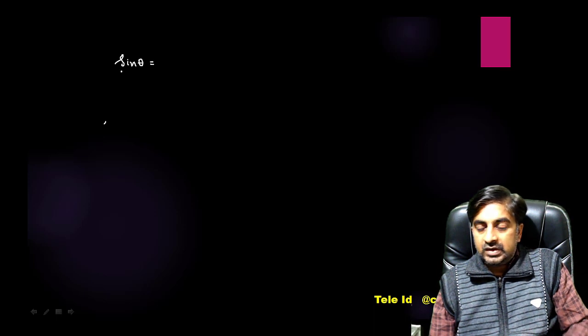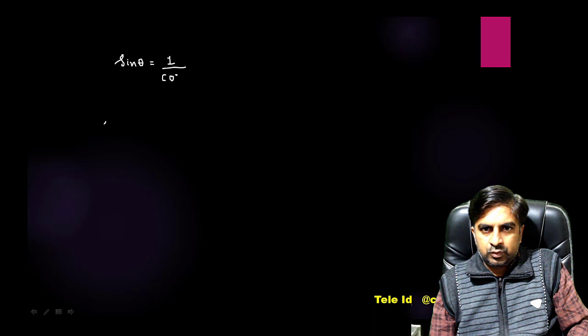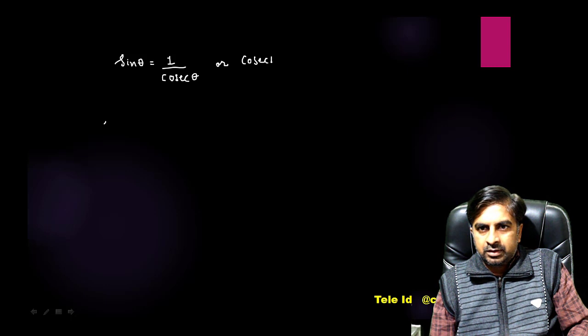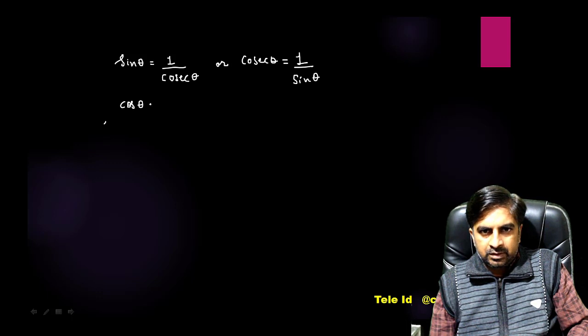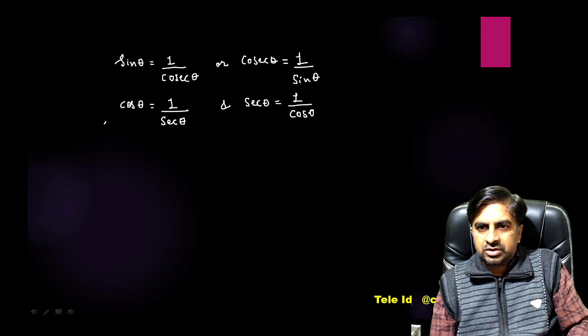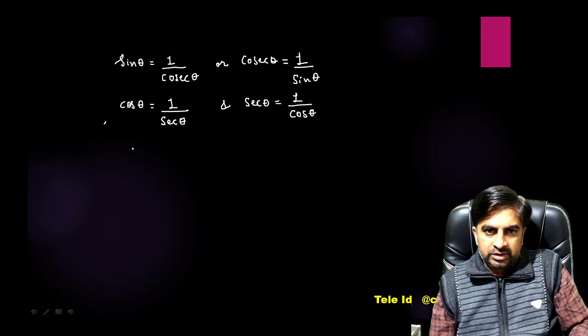Sine theta, the relation of this ratio with cosec, we know it's a reciprocal. So we can write sine theta is equal to 1 by cosec theta, or you can also write cosec theta is equal to 1 by sine theta. Cos theta is equal to 1 by sec theta, and sec theta is equal to 1 by cos theta. These are the relationships between different ratios that you need to understand first of all.